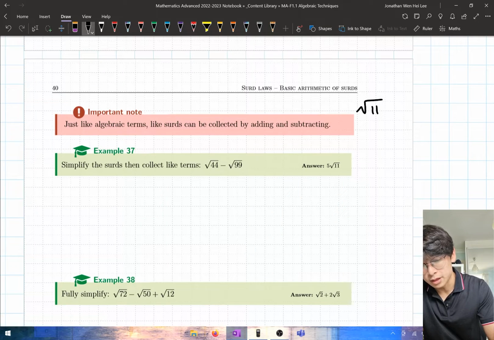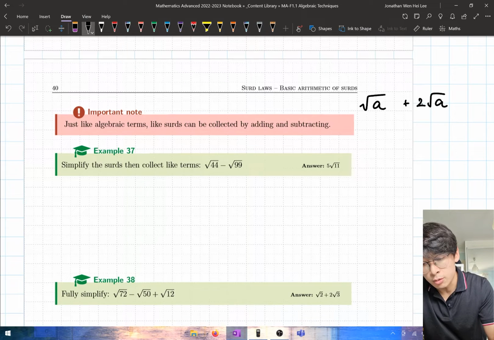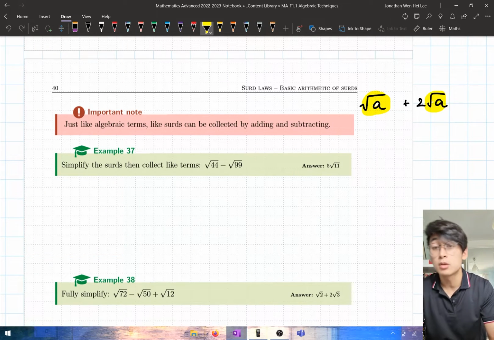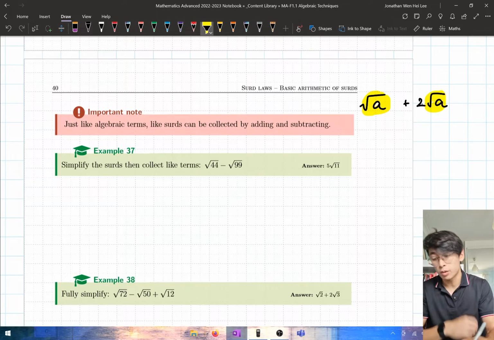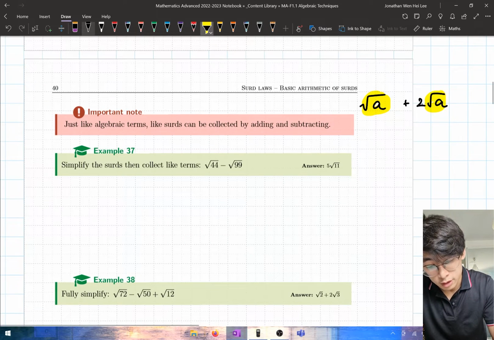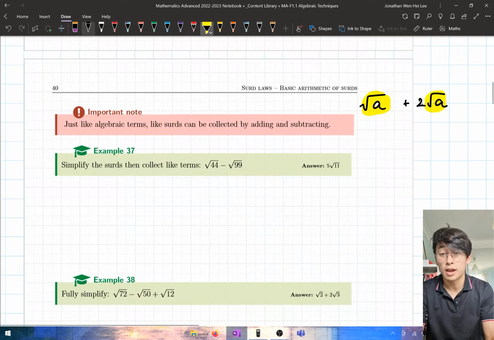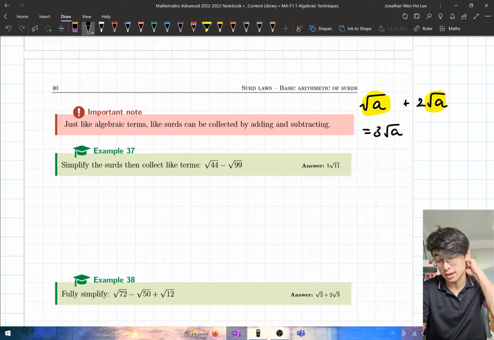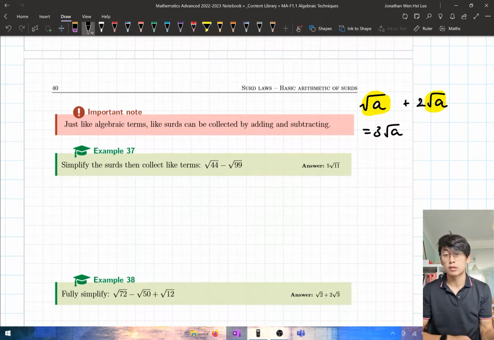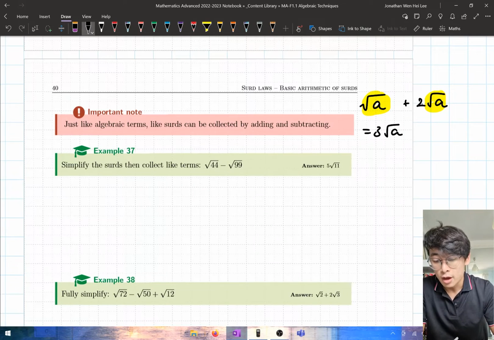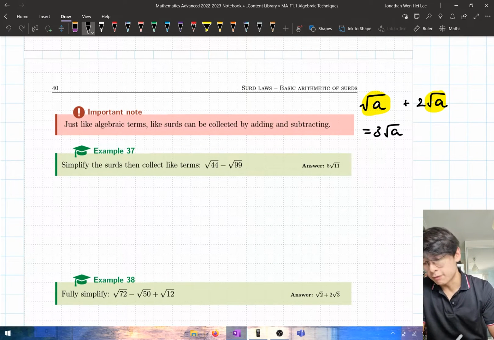Let me do a different number here. If we have 2 surds where under the square root there is the same number, so let's say I have square root a and I've got another 2 square root a, we can treat these square root a's as like terms and actually combine these like we would with algebraic terms. And so here we would get 3 square root a, because we have 1 square root a in the first term and then 2 square root a's in the second term, and when we add them together we're going to get 3 root a.